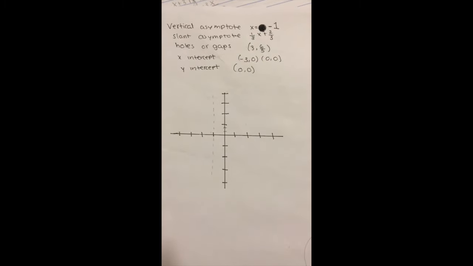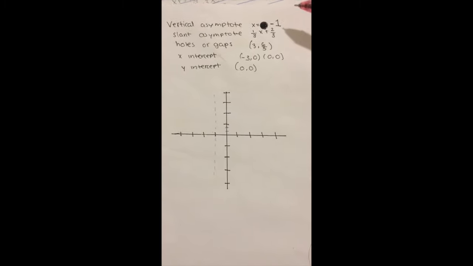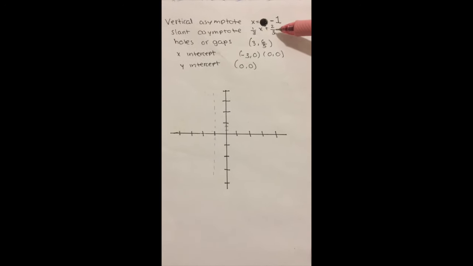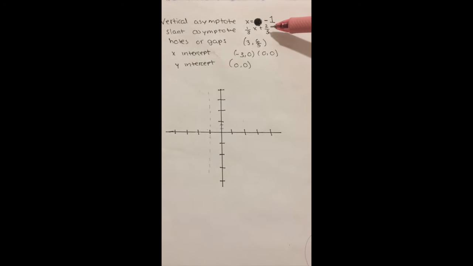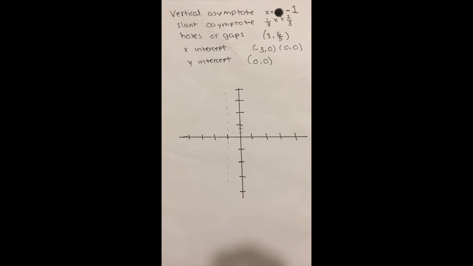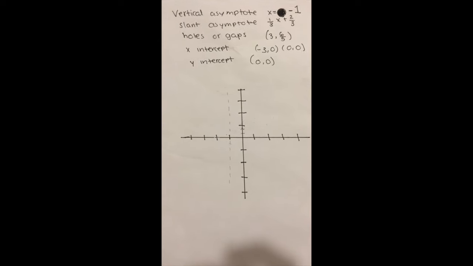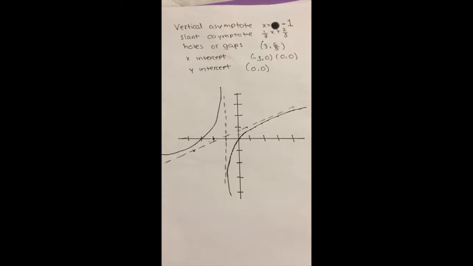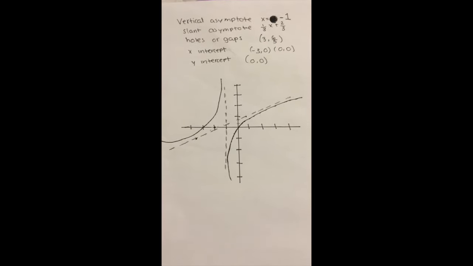Then we graph the slant asymptote. Here we have this type of equation. So we start, our first point is going to be at 2/3. So it's going to be right here. And then we move 1 up and 3 to the right. So finally, we will have our graph looking like this.